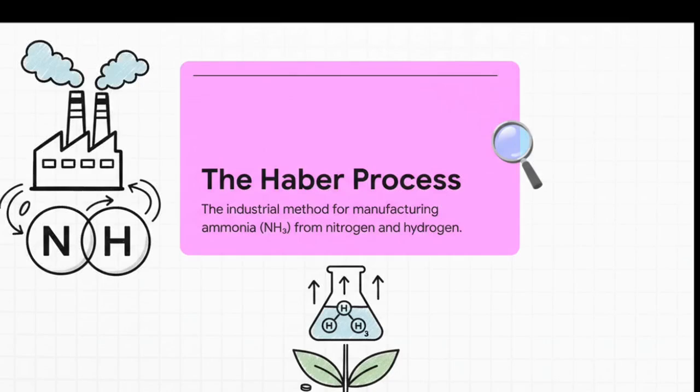What exactly is it? Super simple, really. The Haber process is just the industrial way we make ammonia. That's the whole goal. You take nitrogen gas, you take hydrogen gas, you combine them, and boom, you get ammonia. And that ammonia, well, it's the absolute foundation for almost all modern fertilizer.